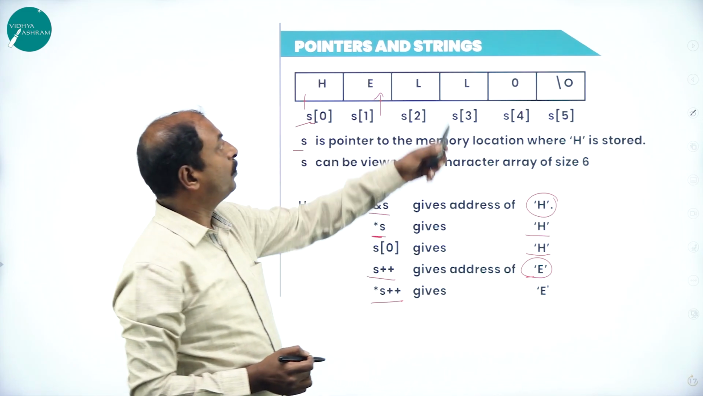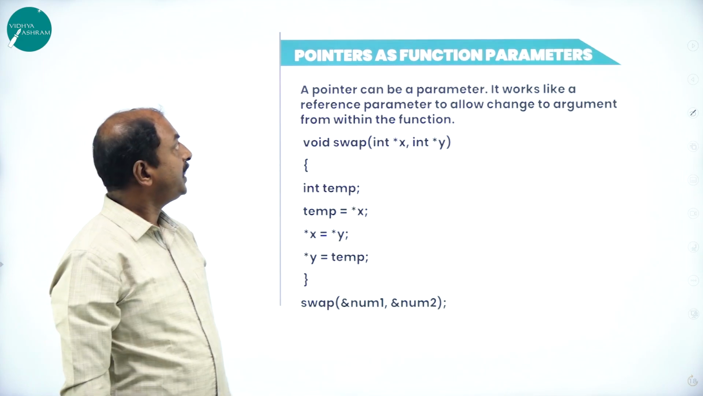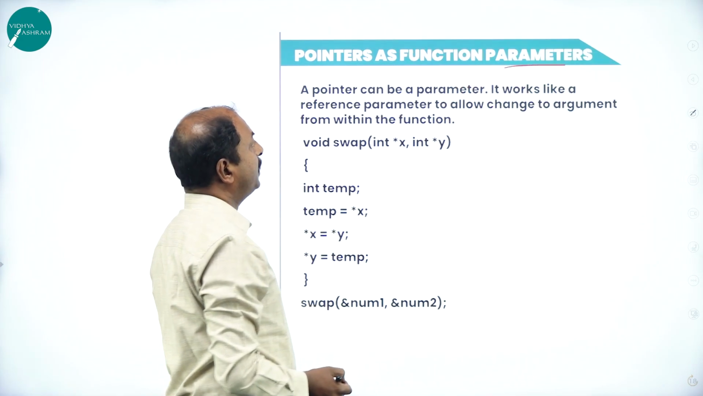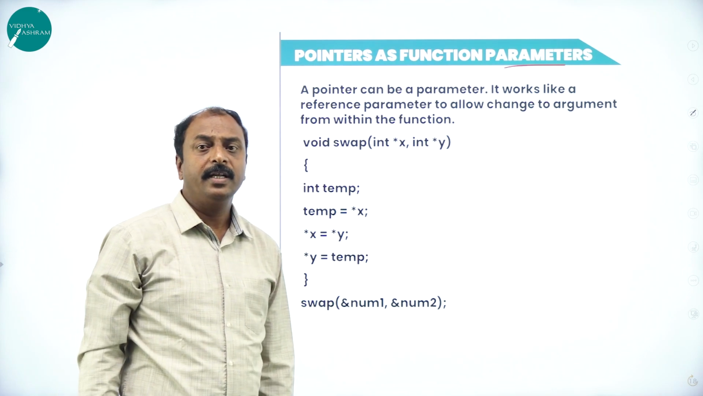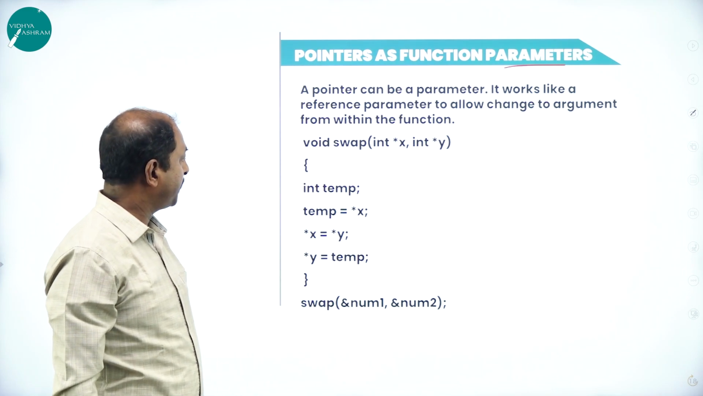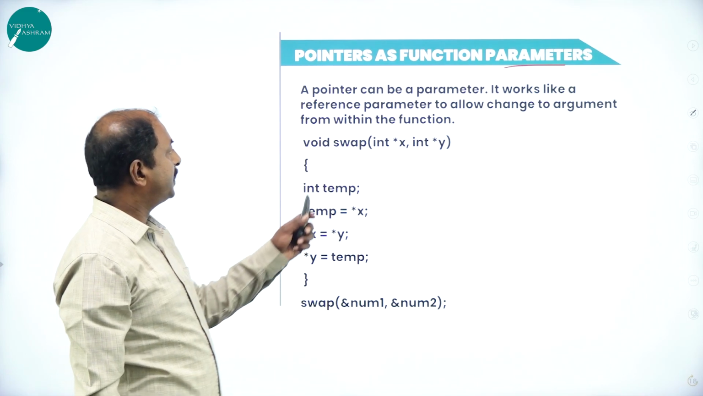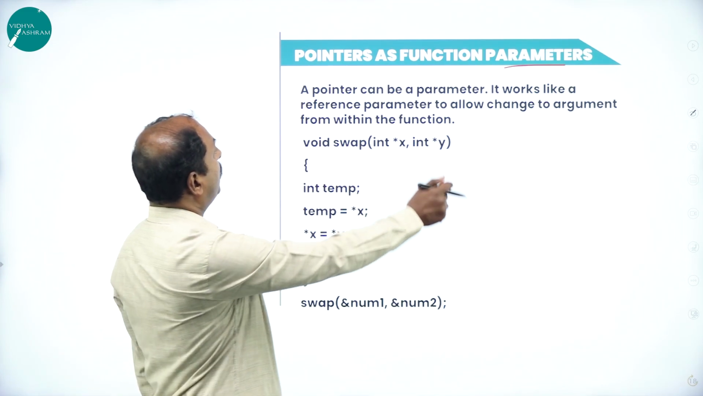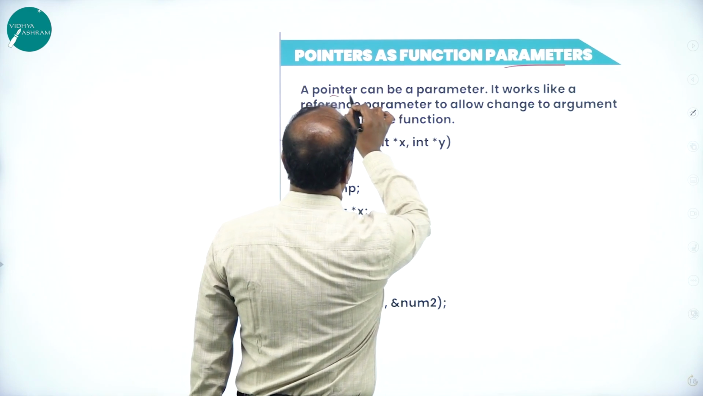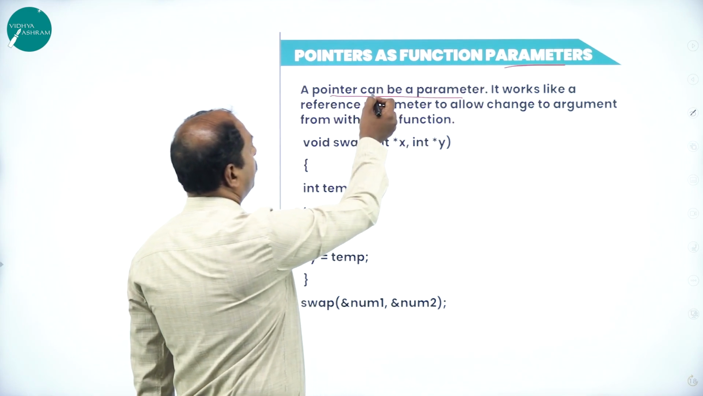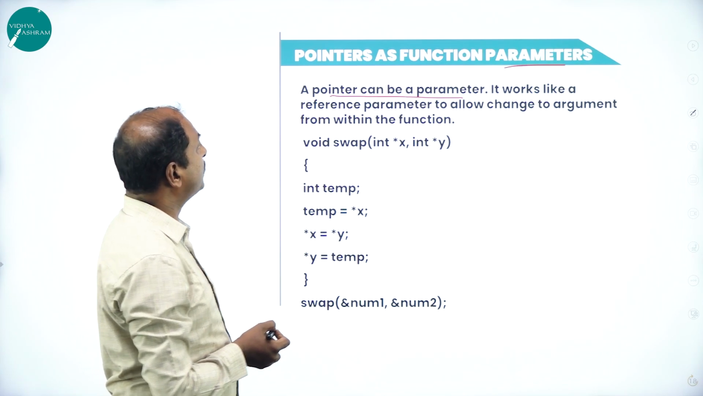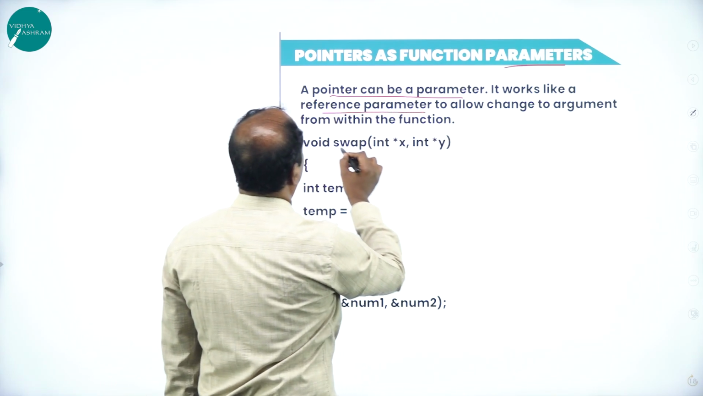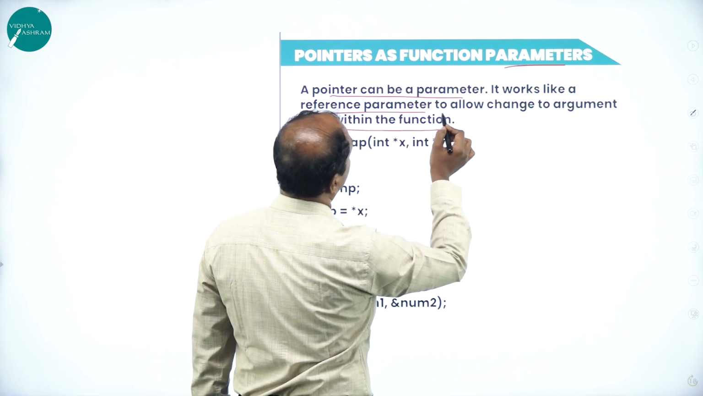So, this is pointers and strings. Next, pointer as a function parameter. Now, we have learned what functions are, and these functions are a group of statements, and a function can have parameters or be without parameters. A pointer can be a parameter. So what is the concept here? A pointer can be a parameter. It works like a reference parameter to allow change to an argument from within the function.